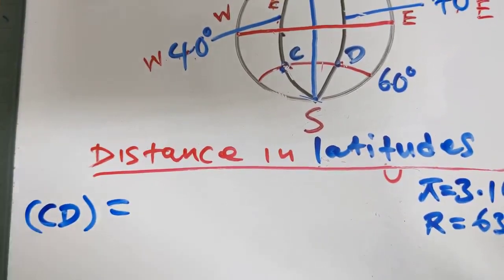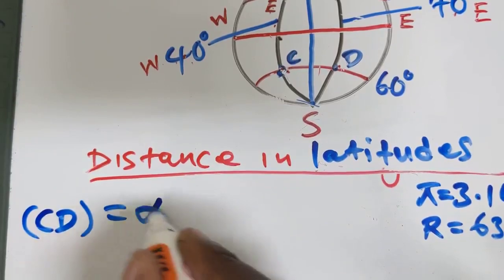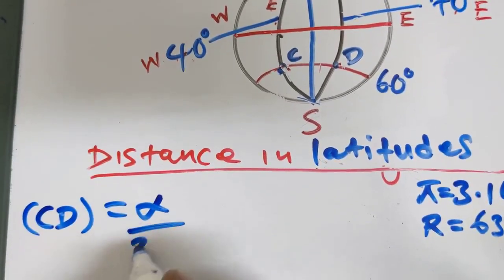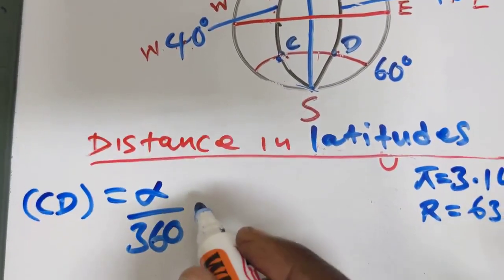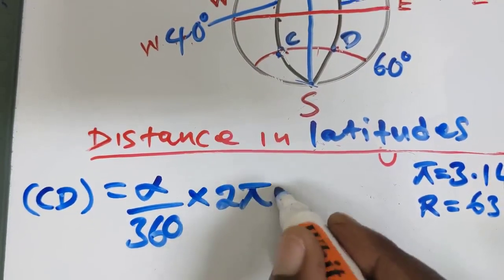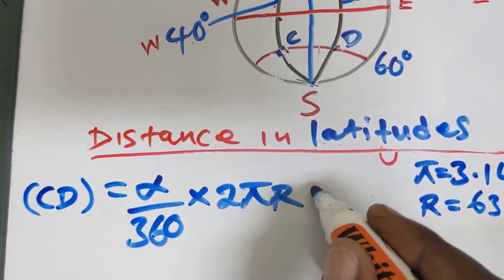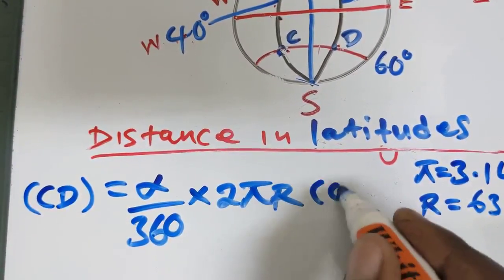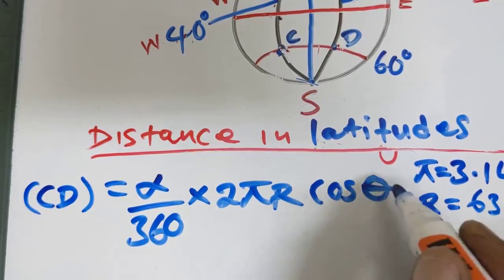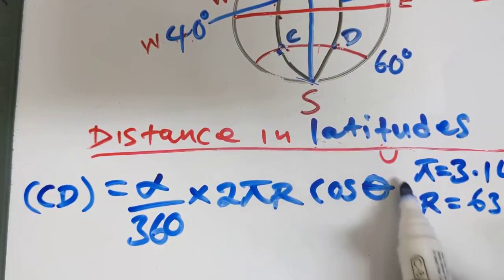now in latitudes is different from that one. So it goes the same. It is alpha over 360, multiplied by 2 pi r, just the same way. But here you need to include cos theta. So the difference is that you need to include this. That is the only difference.